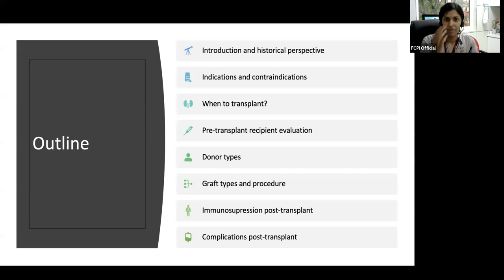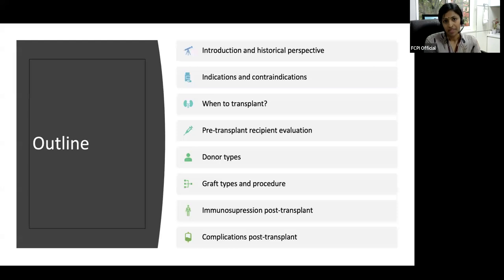So now that we know the basics of liver anatomy and physiology, and now that we have also learned about the different causes of liver failure, the etiology and the management of liver failure, I think now it's important to know what are the indications of transplantation and what are the different workup tests that are required, not just for the recipient, but for the donors as well.